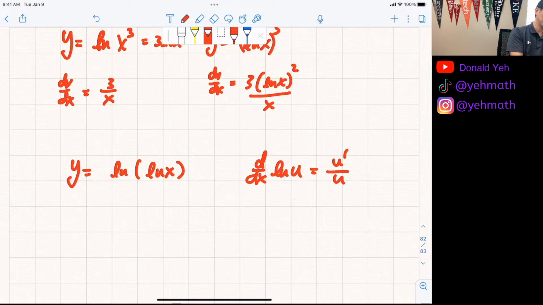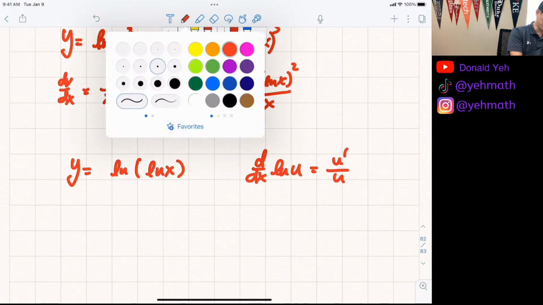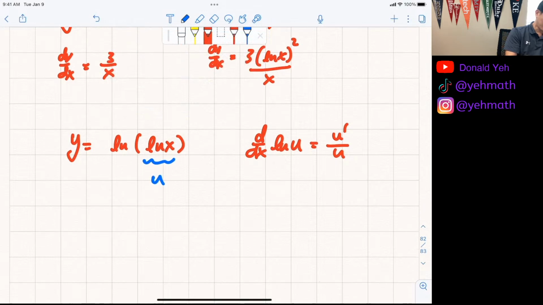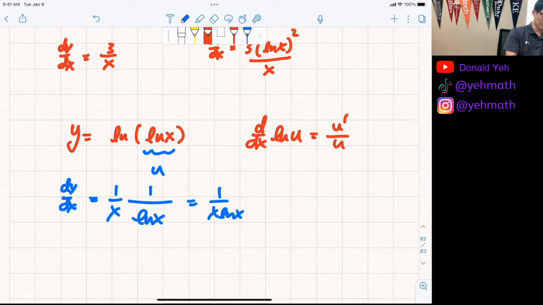So what would it be? Is it 1 over x? Yes, so 1 over x over natural log of x. That's correct, because this part is u. If I take a derivative of this, dy/dx, we write down the u here, and that's 1. Then we take a derivative of natural log of x, which is 1 over x. So it'll be 1 over x times natural log of x, and that's the final answer.